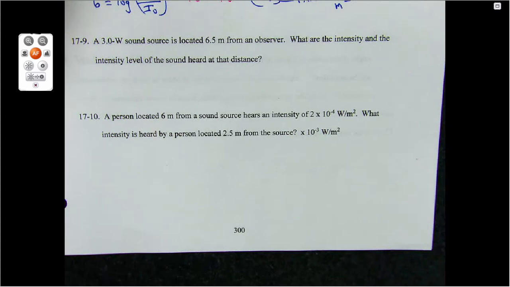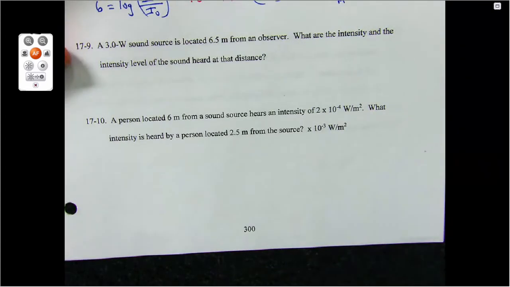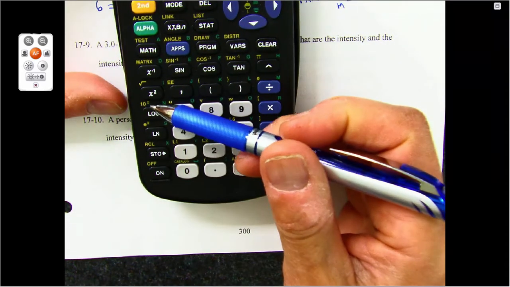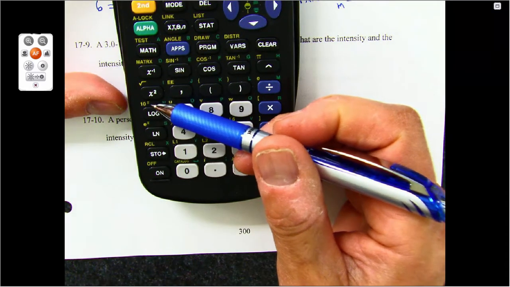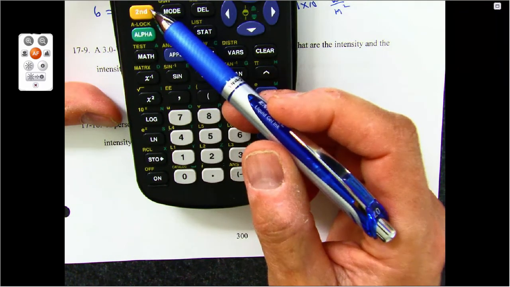So what is the inverse log button? It's a log button. You've got to hit the second function; since this is light yellow, it matches my second color here.